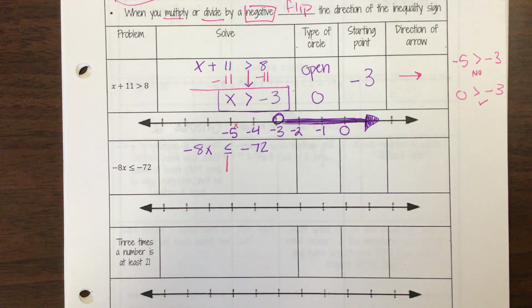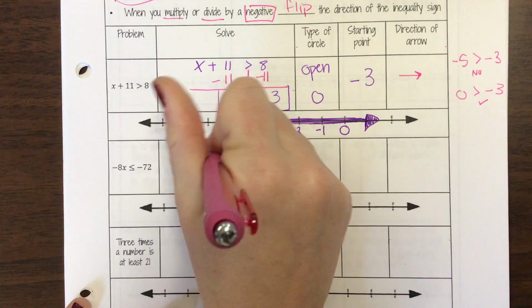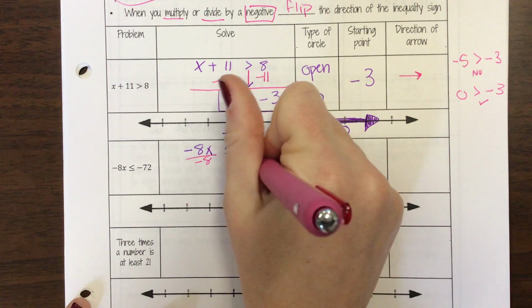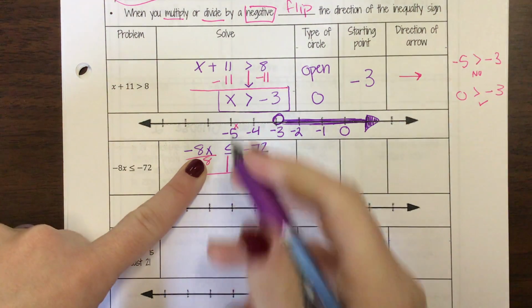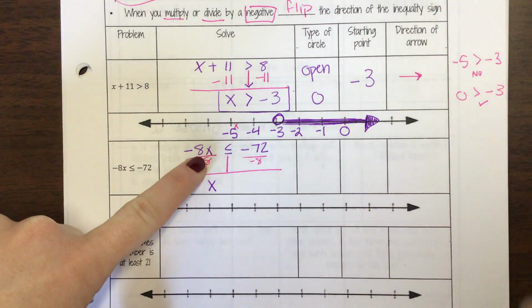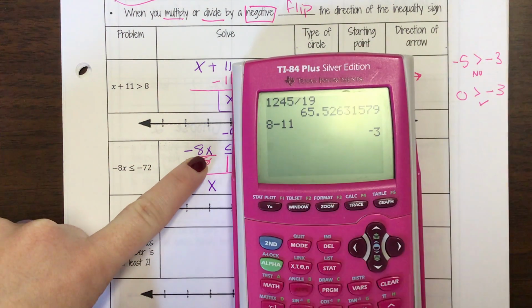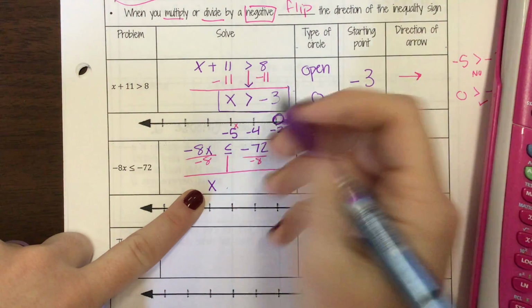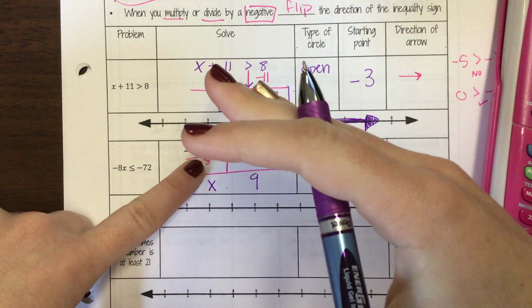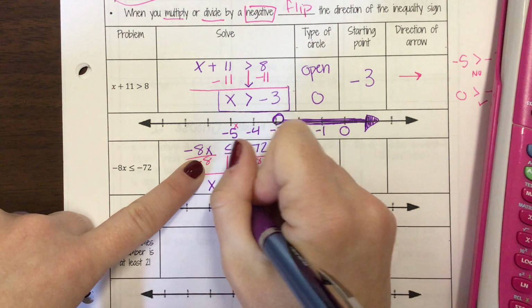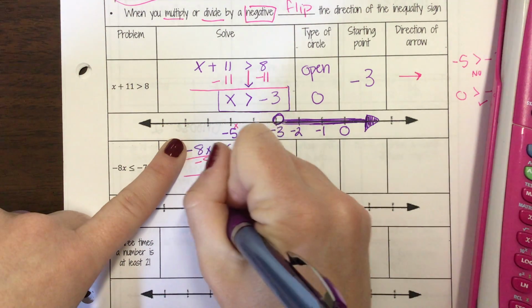Then I need to undo the coefficient. I'm going to undo negative 8 by dividing by negative 8. And anything divided by itself is 1, so we get 1x. Then negative 72 divided by negative 8 is positive 9. But since we divided by a negative, I need to flip the direction of my symbol. Okay?